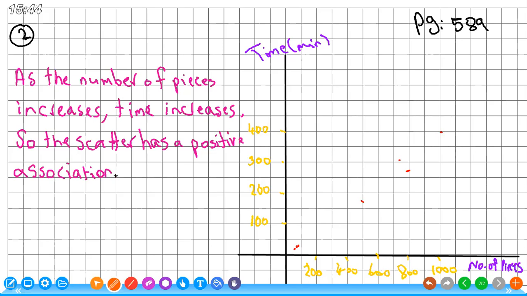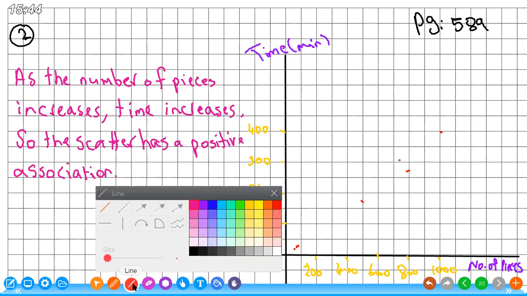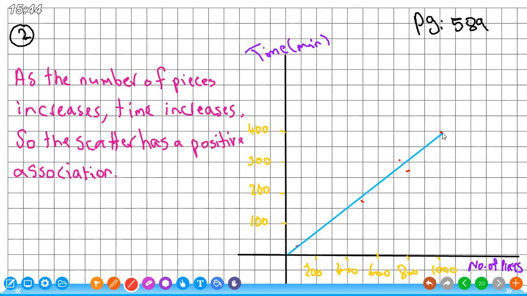How can I know? It's obvious that it's linear, but let's try and connect the straight line. Can we connect the straight line? From this point, maybe something like this. What do you think? Yes, it is linear because the points are really very close to the line, or they are lying on the line itself.